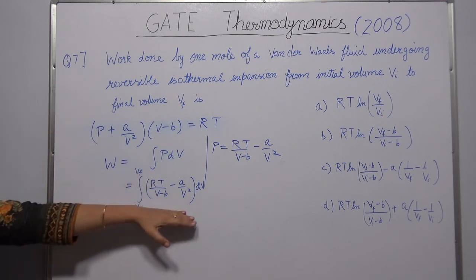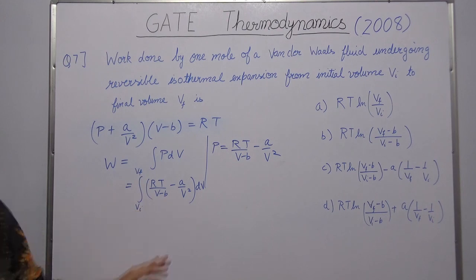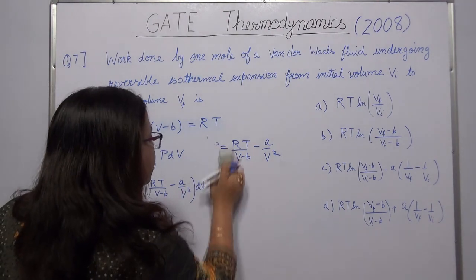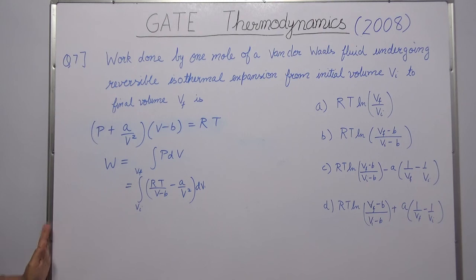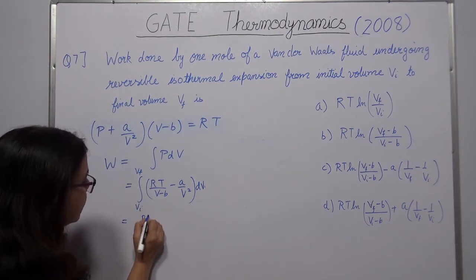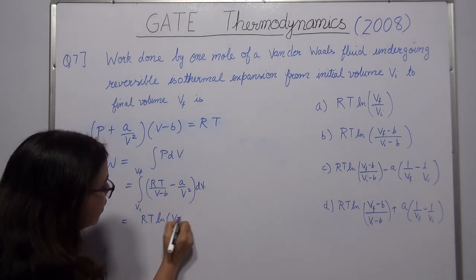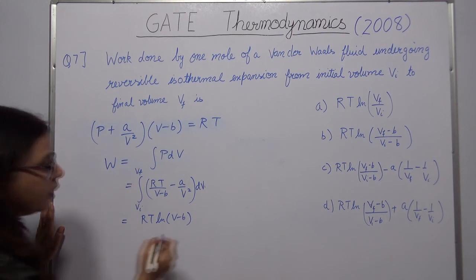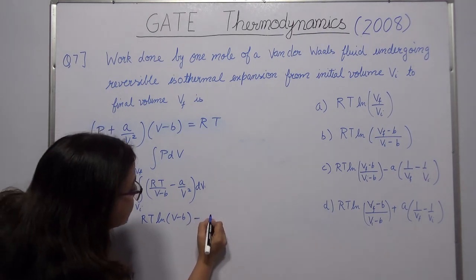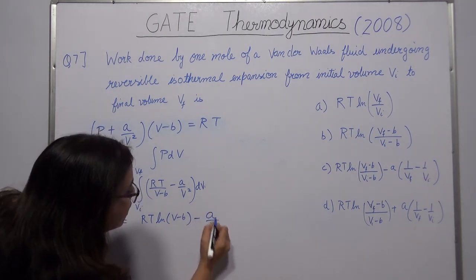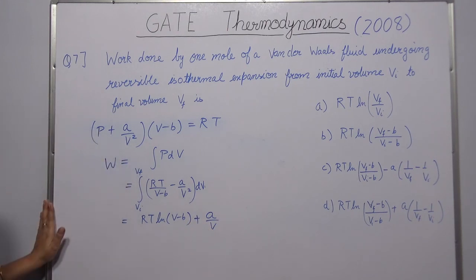Okay, so you have to just evaluate this integral. Let's quickly evaluate this one and find out which is the correct answer. So it will be RT. Now if you take an integral, it will be ln of (v minus b), and this will be minus a upon v square, so it will be plus a by v.